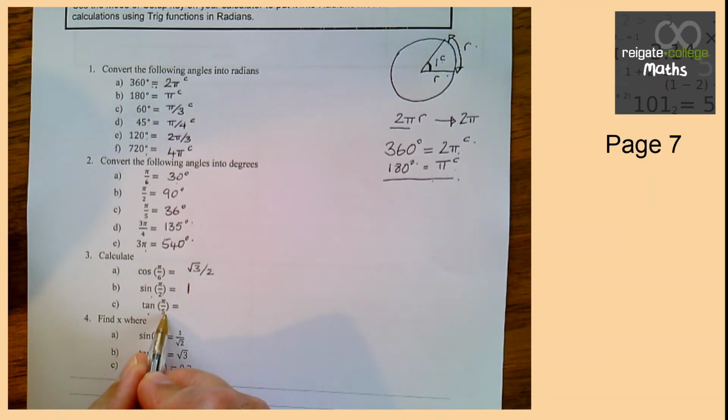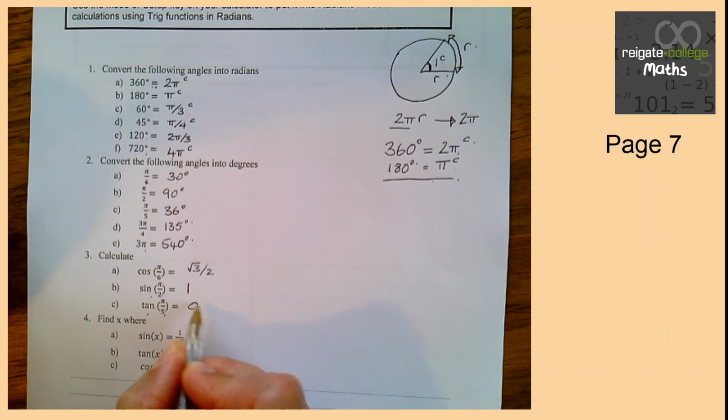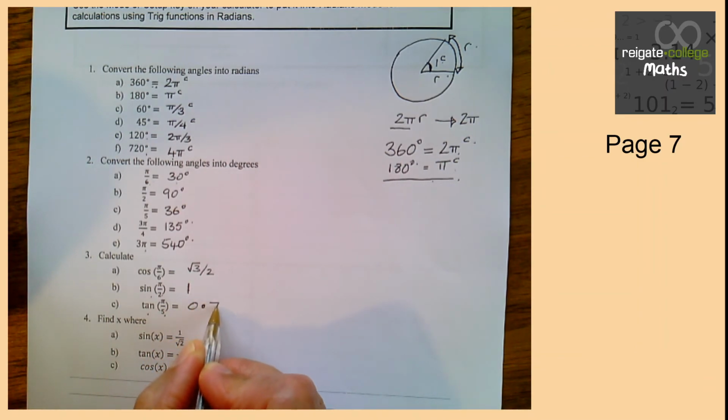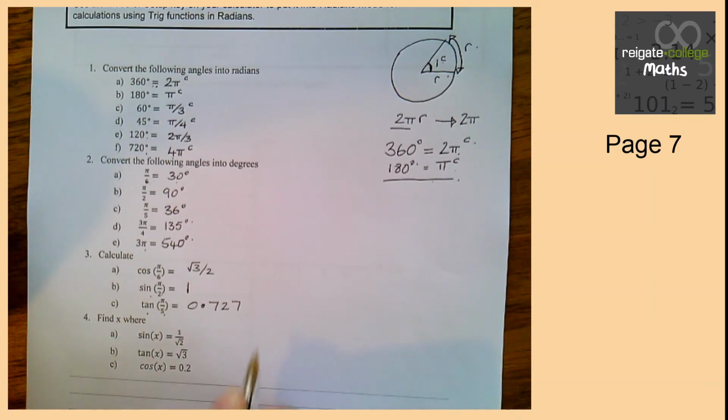Tan of pi by 5, that's the same as tan of 36 degrees, but put it into your calculator as tan of pi by 5. That's not a particularly known value. When you put this into your calculator, you will get 0.727. You need to give radian angles to 3 decimal places at the very least.